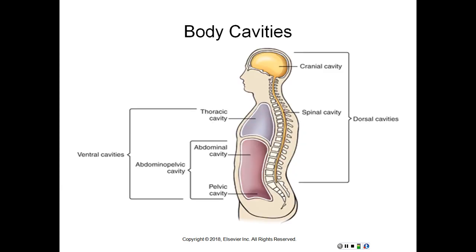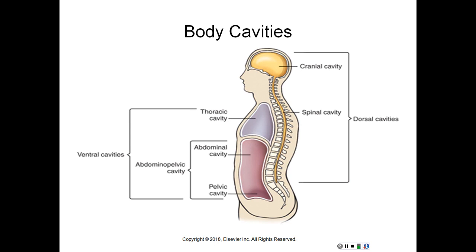Next, we're going to look at the body cavities. This is the same diagram that's in your book, and in your book it also gives you the definition of every specific body cavity. So a body cavity is just a hollow area that holds specific organs.